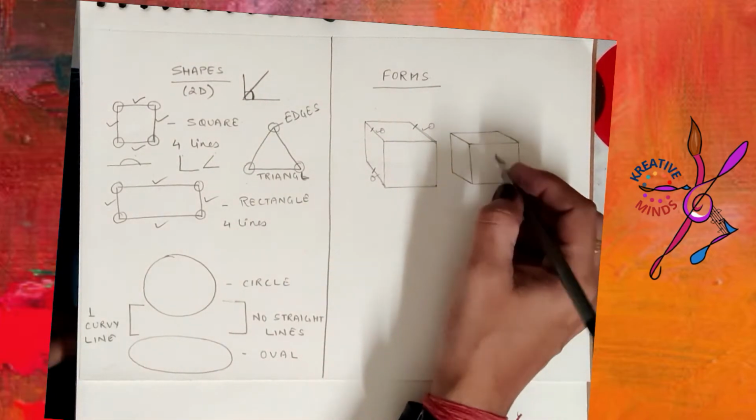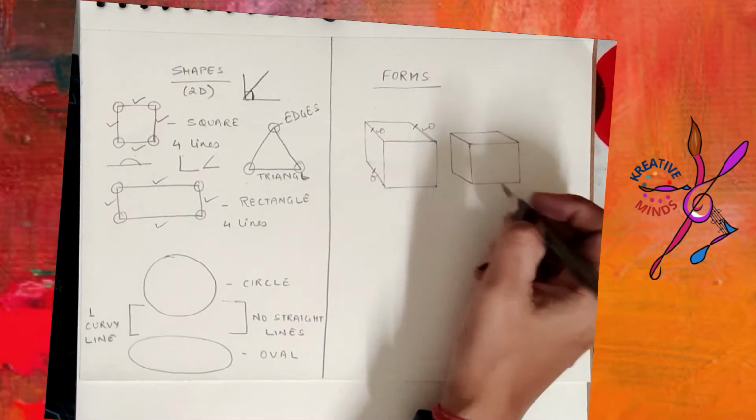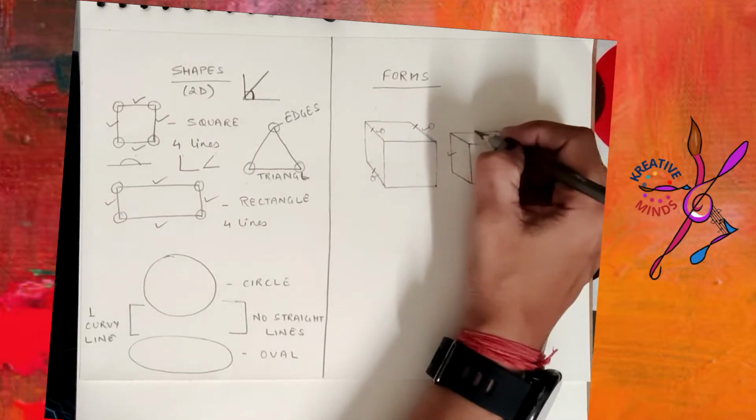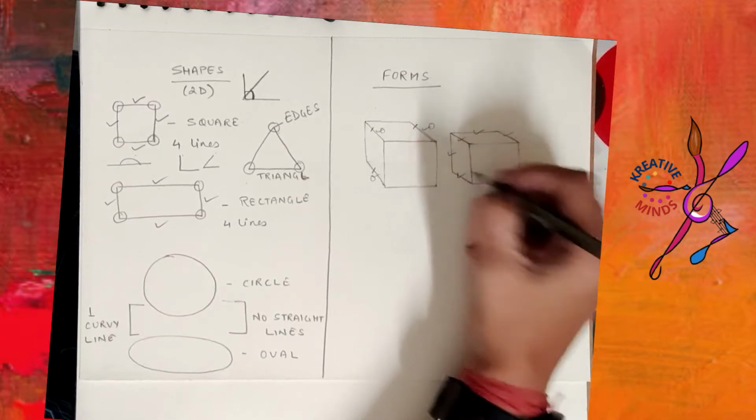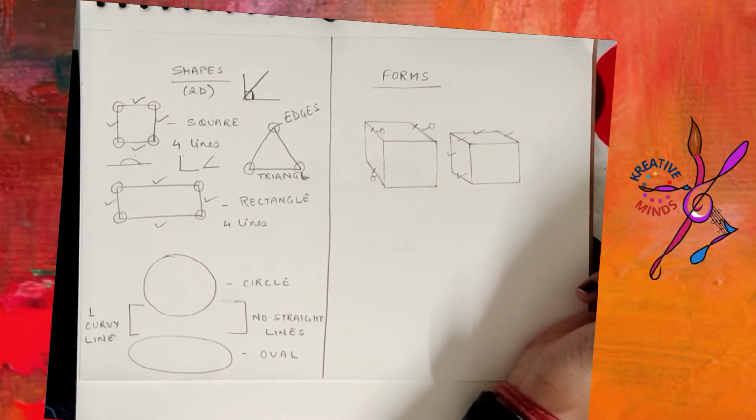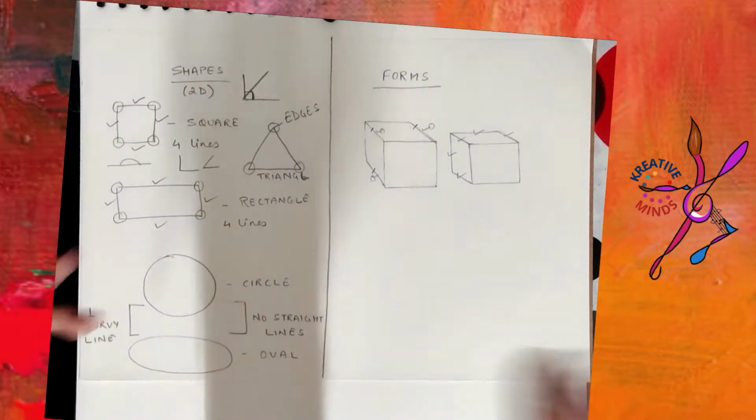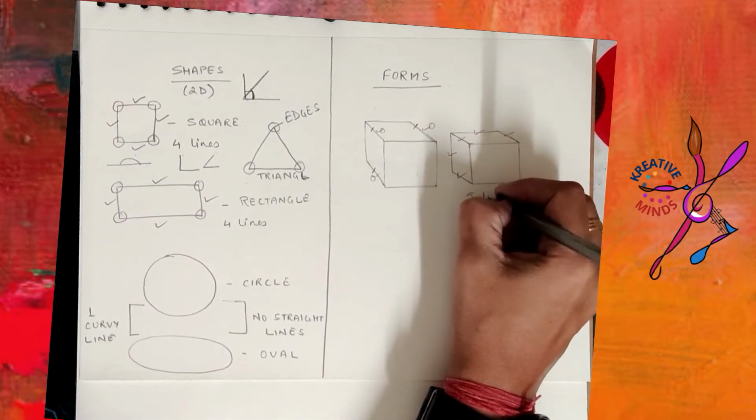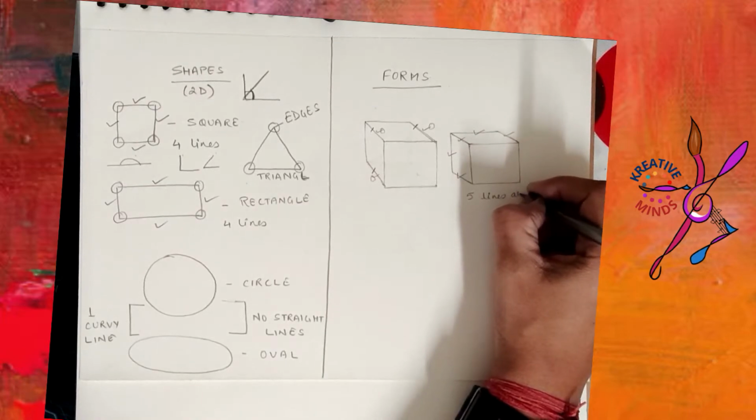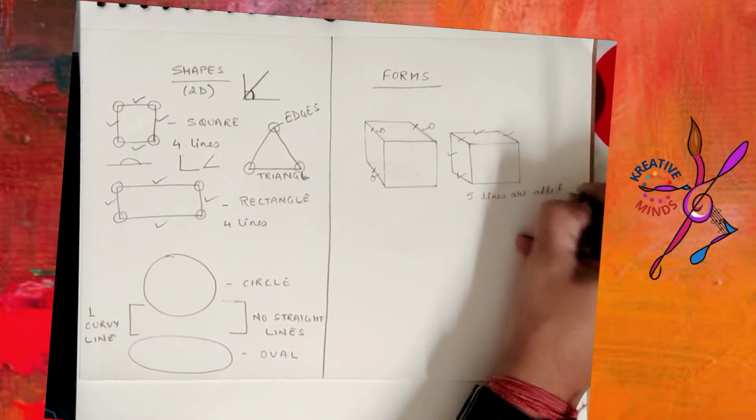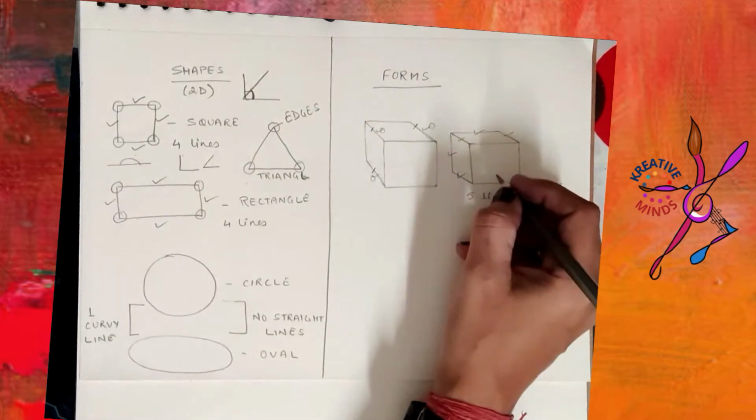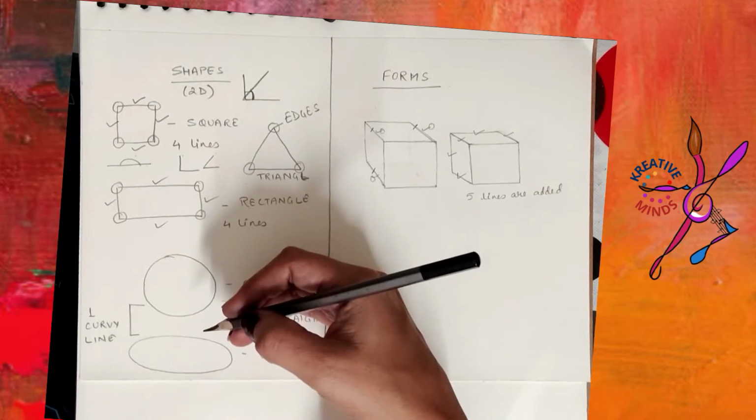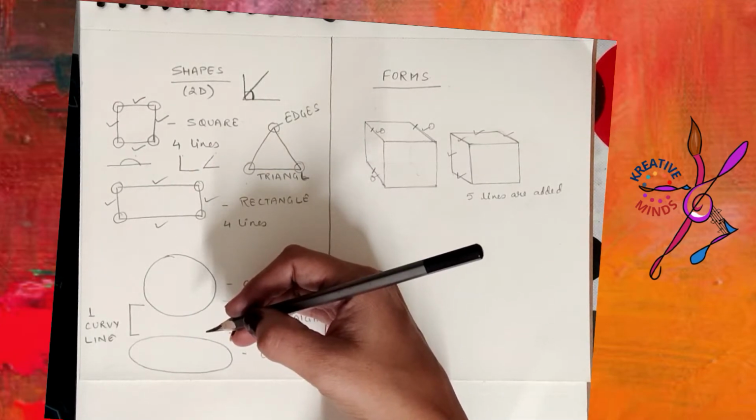Adrish, correct. So now how many lines did we add? 1, 2, 3, 4, 5. So in general, 5 lines are added in order to convert a square into a cube. The same will go with the cuboid also. So can we go ahead and draw a cuboid too?